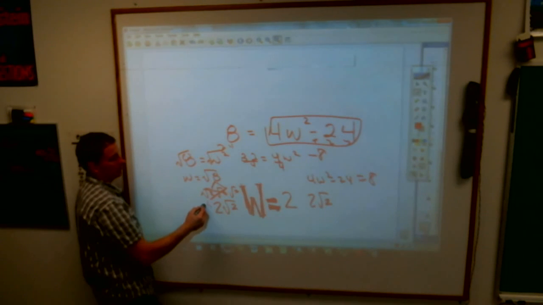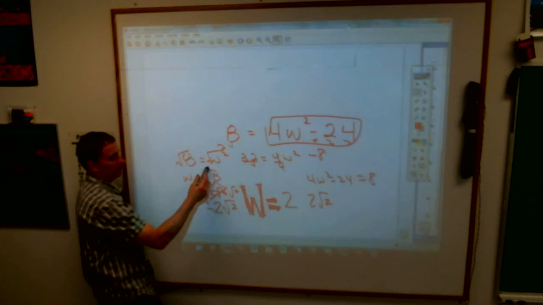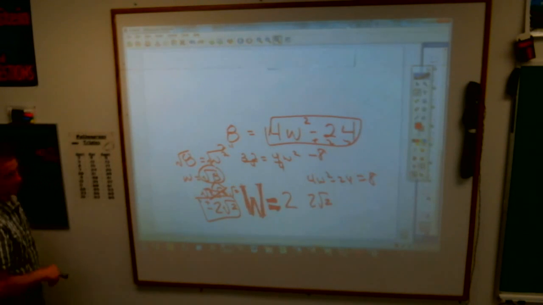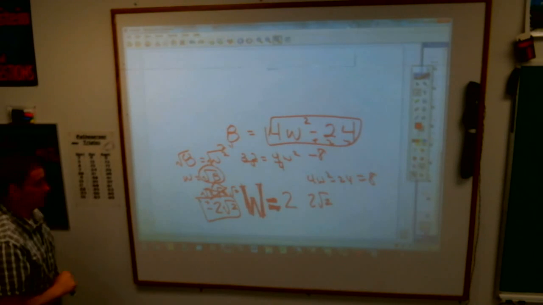Now technically you should have a plus or minus sign. Anytime you deal with square roots, unless it deals with distance, you should have plus or minus 2 square roots of 2. How many people got plus or minus 2 square roots of 2 or got 2 square roots of 2? Perfect. I'm going to pop the bottle up here.